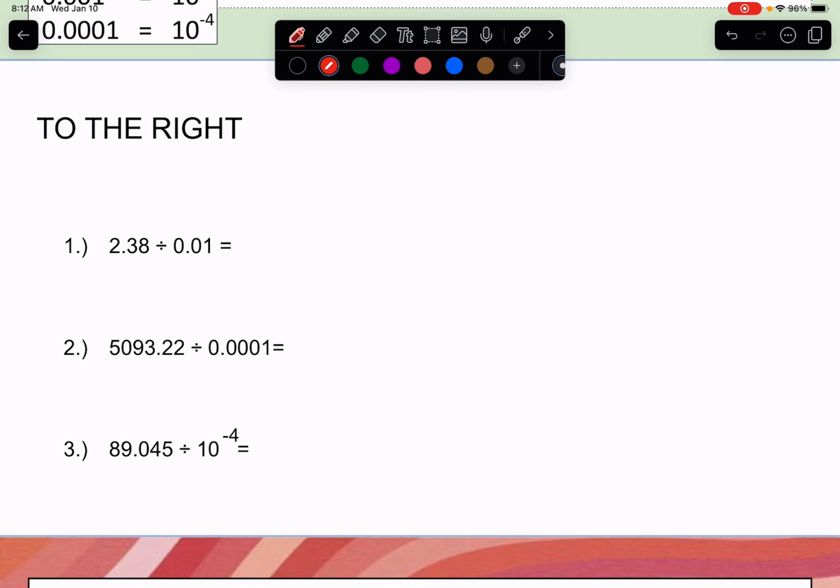Okay, here are some more examples. So we have 2 and 38 hundredths divided by 1/100th. So we have 2 zeros. We're going to move right 2 places, because it is a decimal power of 10, we move right instead of left. So 1, 2. So my new decimal is going to be right here, which makes it a whole number. So that is my new answer.